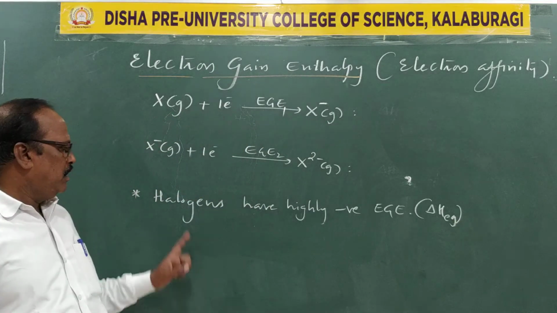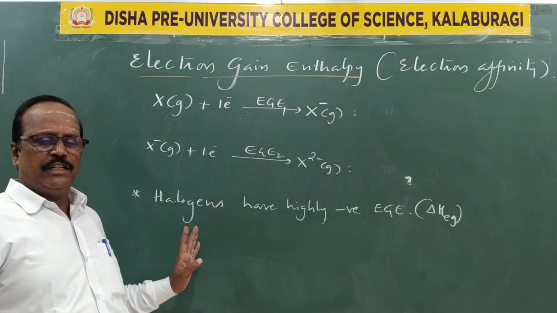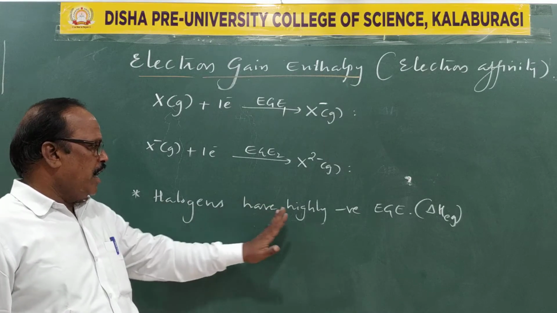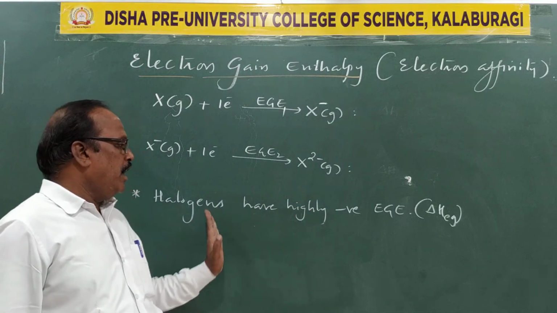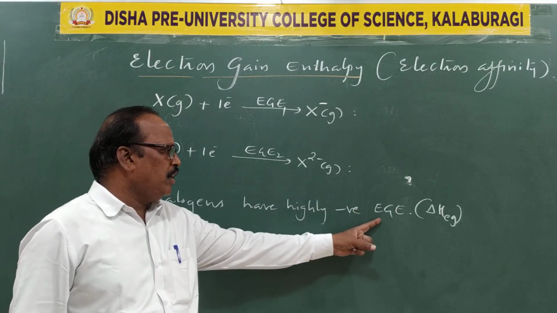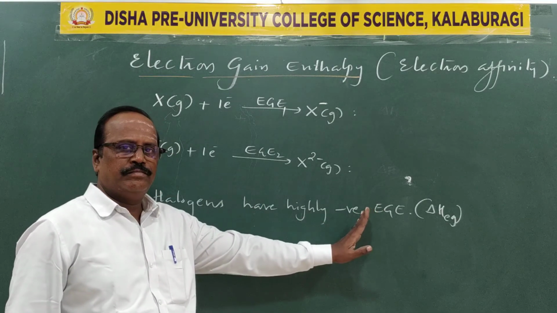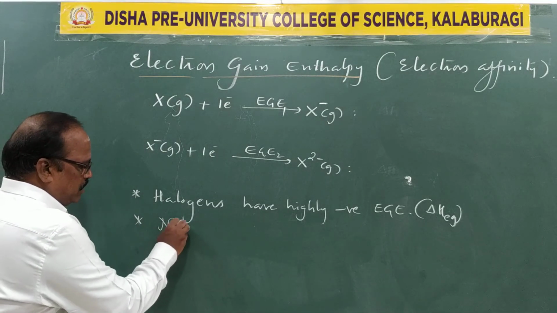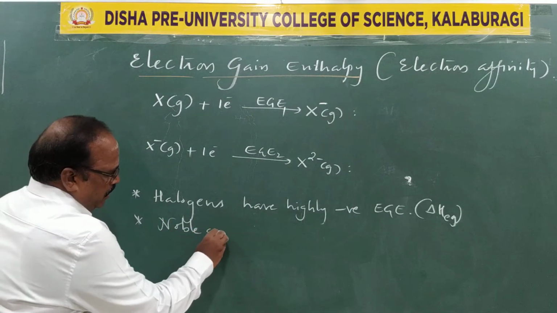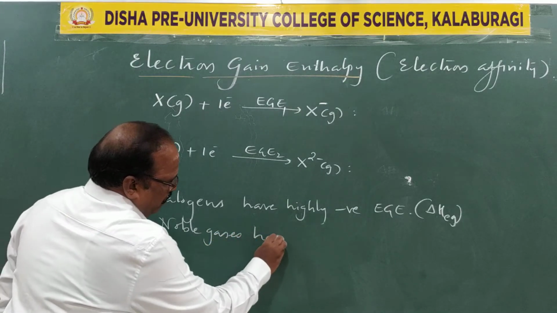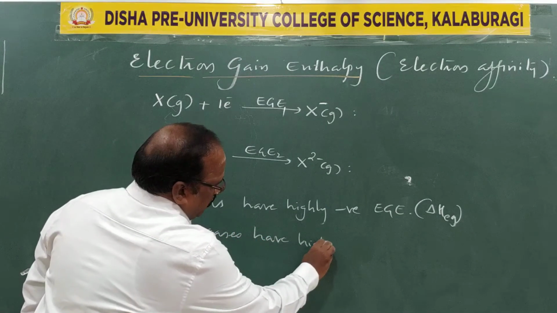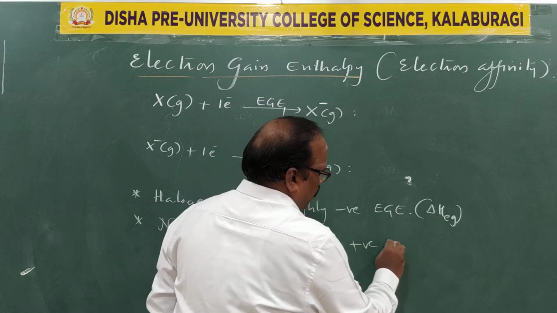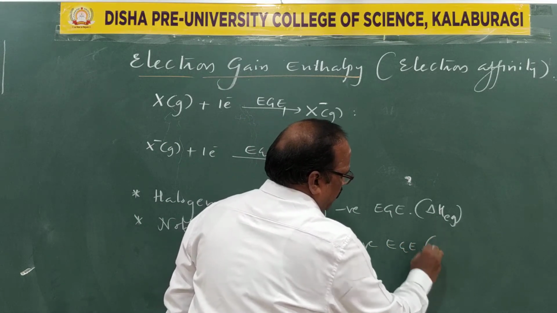I repeat, a statement in NEET or CET, true or false: halogens have highly negative electron gain enthalpy, and noble gases or inert gases have highly positive electron gain enthalpy.